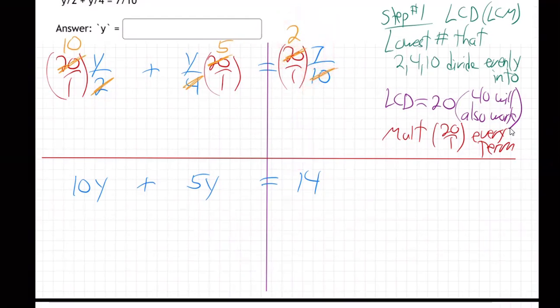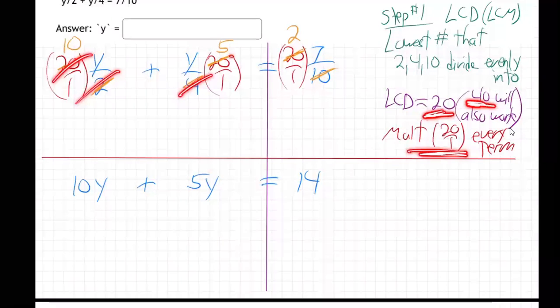Okay, so now it's much easier, isn't it? It's always so much nicer once there are no more fractions. So that's why we do that first. We multiply through by the LCD. We had to find the LCD. What did 2, 4, and 10 go into? They go into 20. 40 would have worked also. Multiply through by 20 over 1 or 40 over 1. Either way, it'll work. Cross cancel, bye-bye denominators, multiply the leftovers. There we go. All right, now it's much easier.